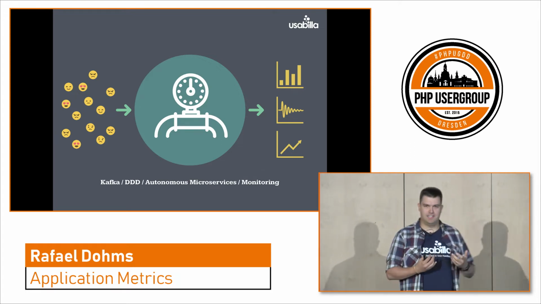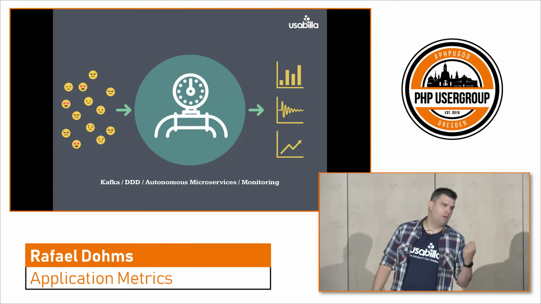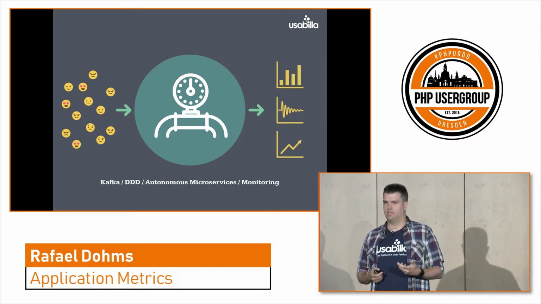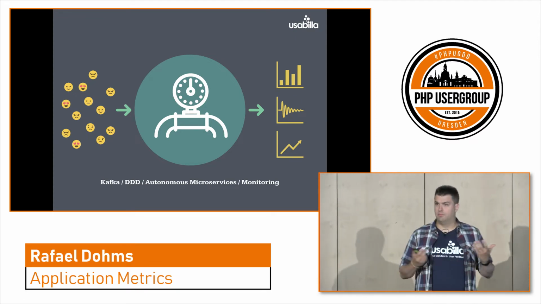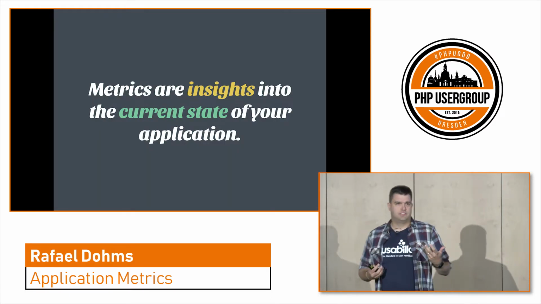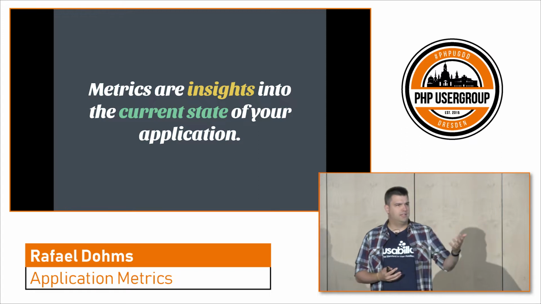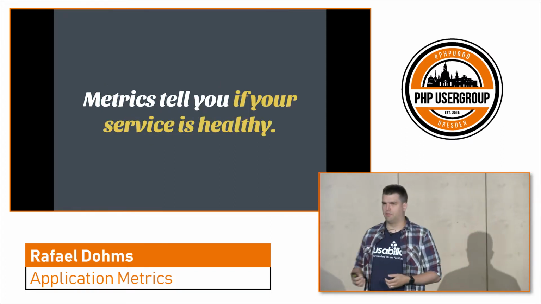But the idea is this is a solid application. And with this, I want to show you a bit of how we thought about our metrics and what metrics actually mean to us and how they can really help you architect your system and build more. So metrics are nothing but insights into the current state of our application. Metrics are how we look at the application and figure out, is this application healthy? Is this application not healthy?